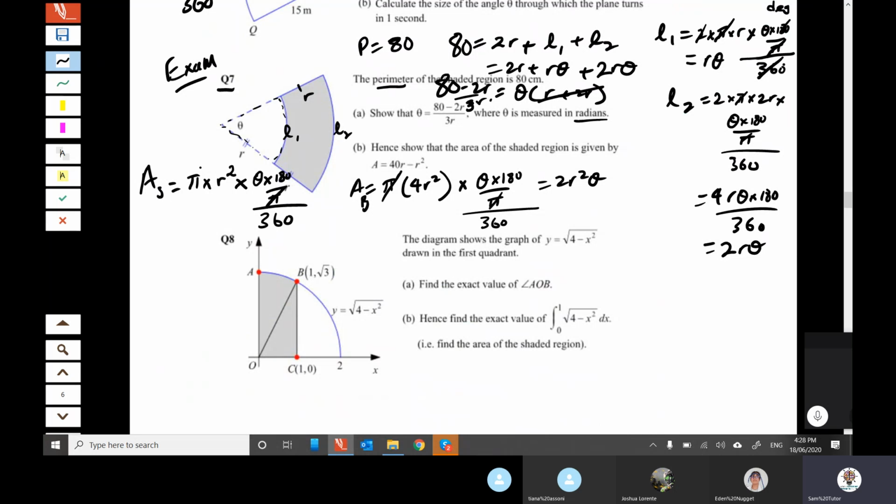And then you're done with that. And then 80 on 360 is a half. So the smaller one's just half r squared theta. Okay, and I guess just to finish it off, area equals 2r squared theta minus half r squared theta.